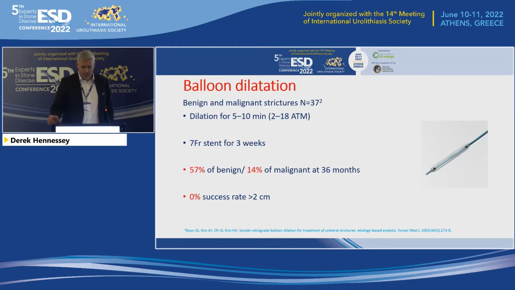When you look more closely at the studies included in this meta-analysis, we can take this one by one. They had benign and malignant strictures, only 37 patients, and they dilated for 10 minutes at 2 to 18 atmospheres, a very wide range of balloon dilatations, and they placed a 7 French stent for 3 weeks. And their outcomes were not good. 7% of benign strictures were patent, and 14% of malignant strictures at 36 months. One of the things they noted was that if a stricture is greater than 2 centimeters, the success rate is 0%.